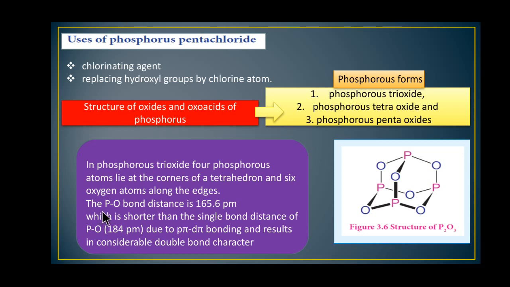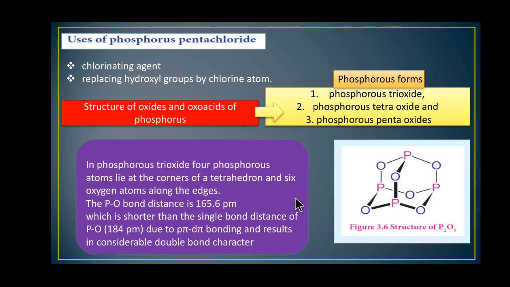The phosphorus to oxygen bond distance is 165.6 pm, which is shorter than the single bond distance of phosphorus to oxygen, 184 pm, due to p pi and d pi bonding and results in considerable double bond character. It is also possible. Next structure we are going to discuss.